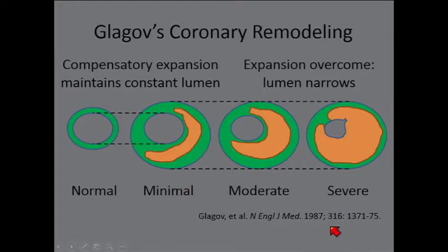Back in 1978, Glagov published his vascular remodeling theory, and this is based on his observations of pathologic dissection of coronary vessels in cadaver specimens, and his identification that plaques initially result in positive remodeling or expansion of the outer wall due to increased volume within the wall with a relative preservation of the lumen.